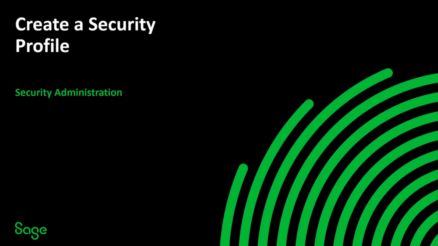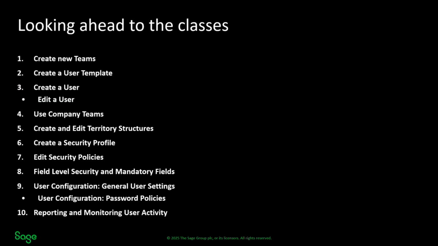Today we're looking at creation of a security profile, and we're making very good progress through the topics that make up security administration within Sage CRM. Each topic builds on the former topic, so we're building a hierarchy of learning, and today we'll be touching on things that we actually dealt with in the previous lesson, which was the concept of creating and editing territory structures. But today we're looking at creating a security profile and setting the scene for understanding security policies as well.